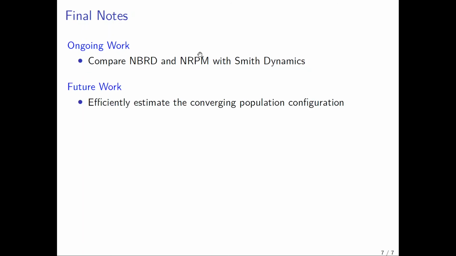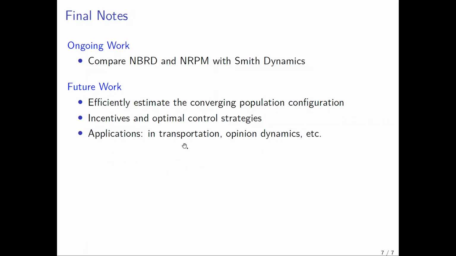We would like to push the framework further by first of all coming up with algorithms to efficiently estimate the converging population configuration. We would also like to come up with optimal incentives so as to control the converging population configurations. And then finally push for applications in transportation and opinion dynamics.